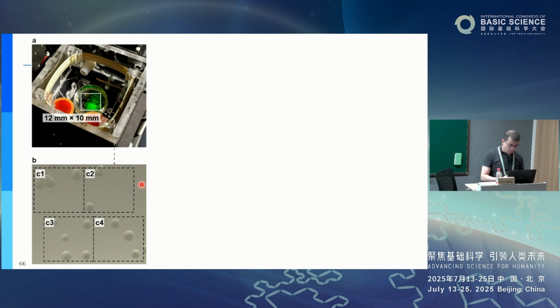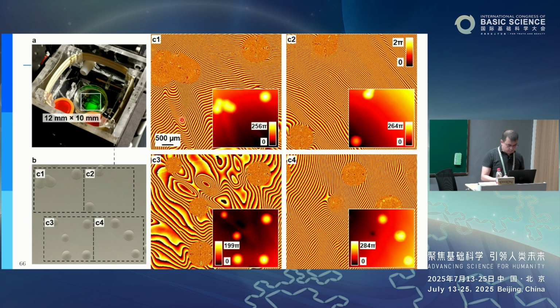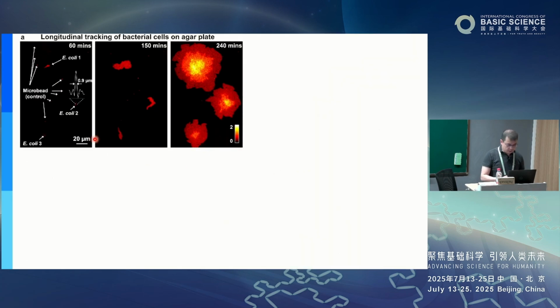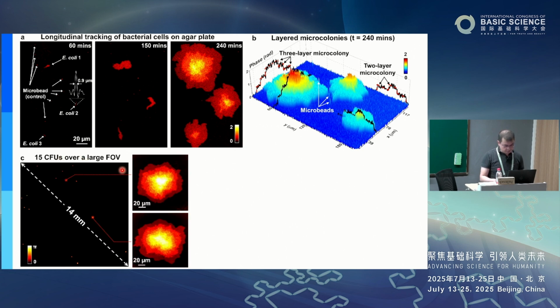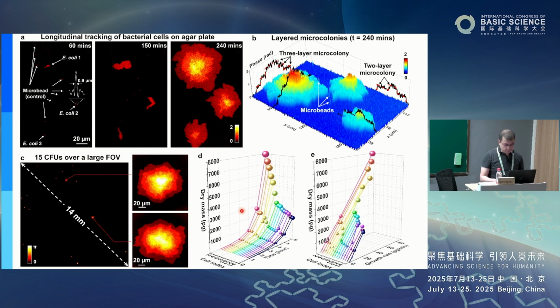And again, we have a huge field of view. We can have a centimeter field of view, and you can see the bacterial colonies in different regions. We can also monitor the growth from the single cell to microcolonies. You can track the height map of this growth. You can see the multi-layer structure of these colonies. Again, you can do this over a large field of view, and you can track the dry mass of the colonies at different time points.